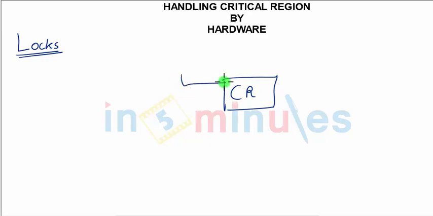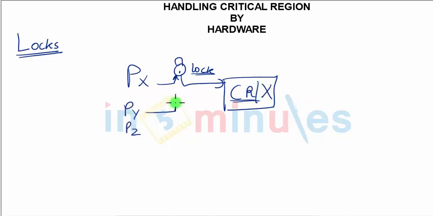Anybody who wants to enter the critical region needs to first acquire a lock, so that nobody else other than that particular process which has acquired the lock can access this critical region, or some region called region X. Even if others try to, they will not gain access to the lock because it can be achieved by only one.